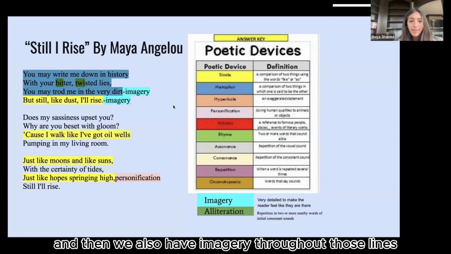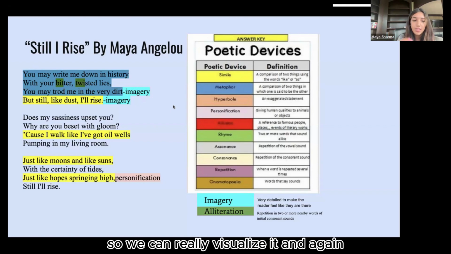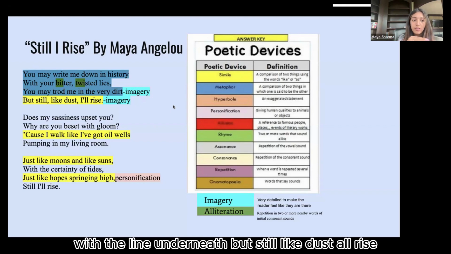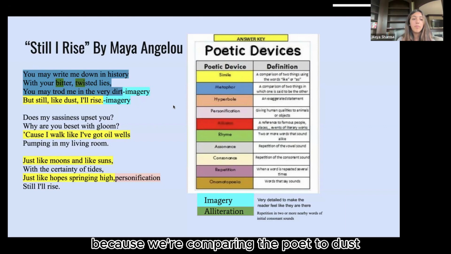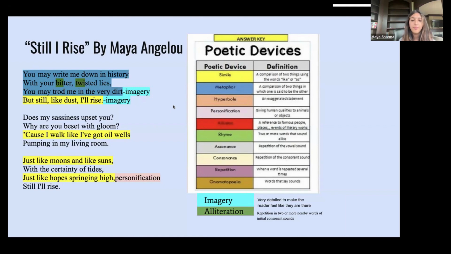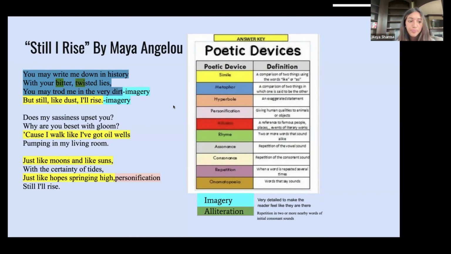And then we also have imagery throughout those lines. "You may trod me in the very dirt." That's very descriptive, so we can really visualize it. And again, with the line underneath, "but still, like dust, I'll rise," which is also a simile because we're comparing the poet to dust. And again, repetition of "I'll rise," which becomes apparent in the rest of this excerpt.